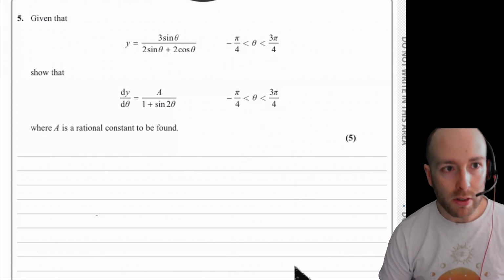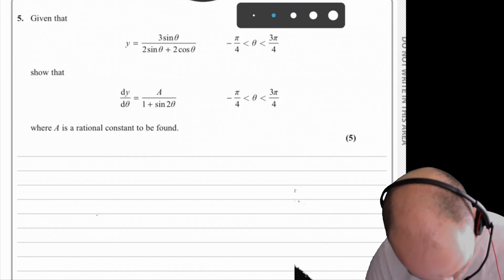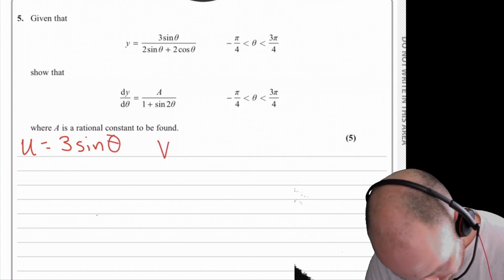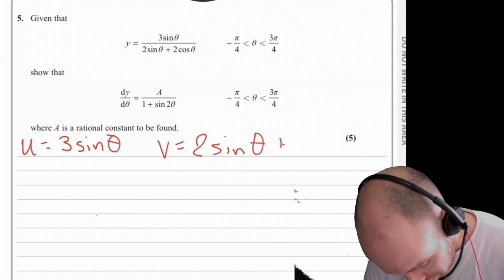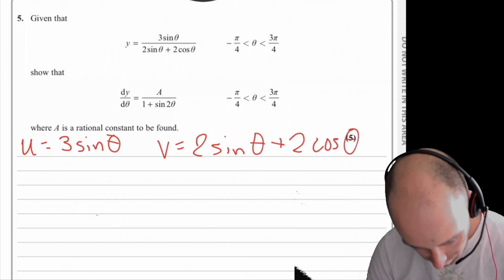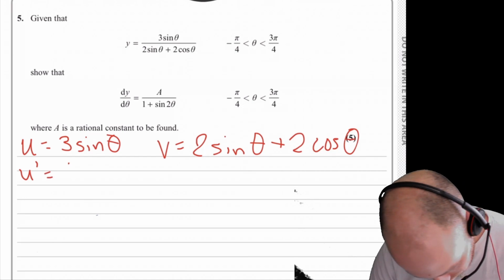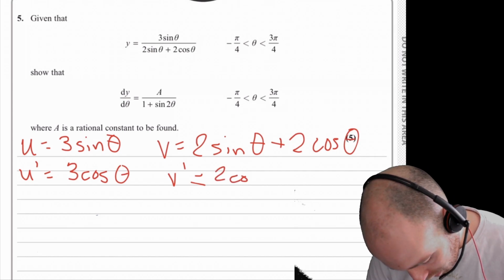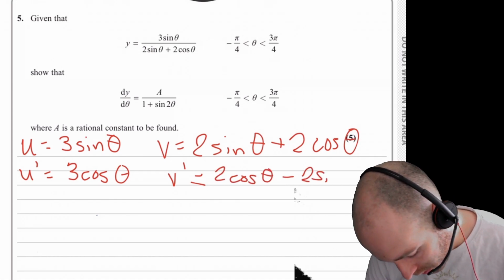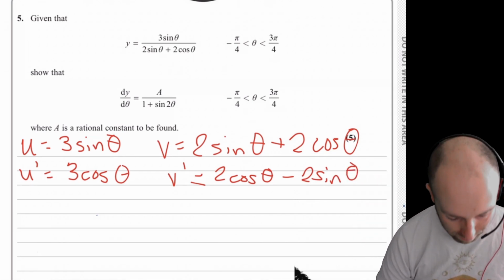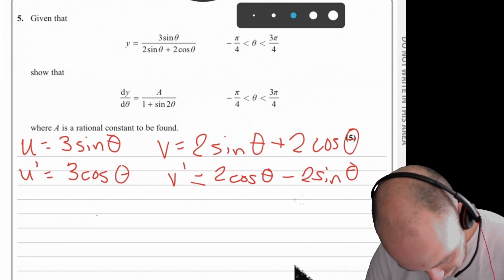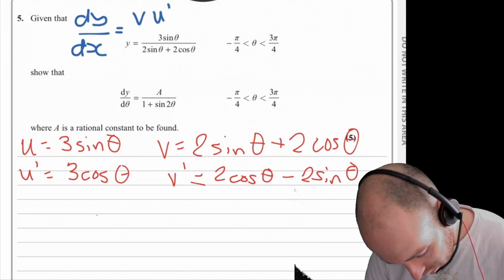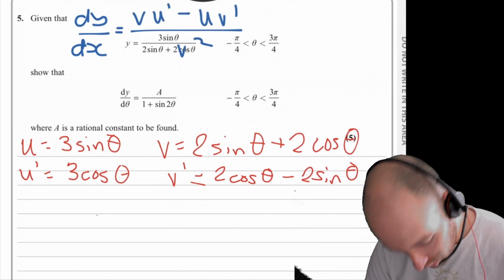So basically just trying to differentiate this. We need to use the quotient rule. So u is going to be 3 sine theta, and v is going to be 2 sine theta plus 2 cos theta. If we differentiate, u dash is going to be 3 cos theta. v dash is going to be 2 cos theta minus 2 sine theta. So our equation for this is dy/dx is v u dash minus u v dash over v squared.